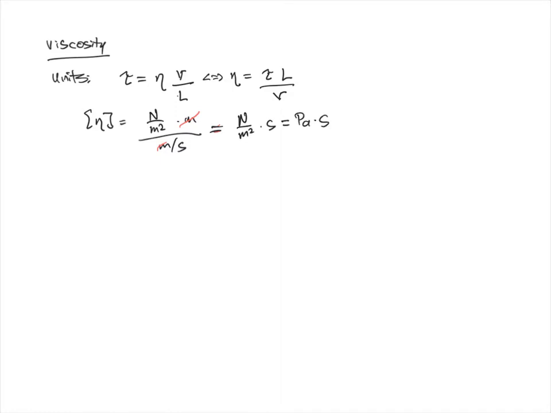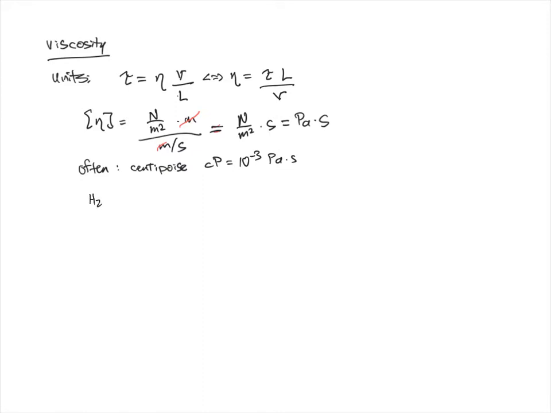So that's the official SI unit of viscosity, a Pascal second, but often you will instead see the unit of centipoise, abbreviated CP, where 1 centipoise is equal to 10 to the minus 3 Pascal seconds. And the reason that this is common is because the viscosity of water at room temperature is about 1 centipoise.